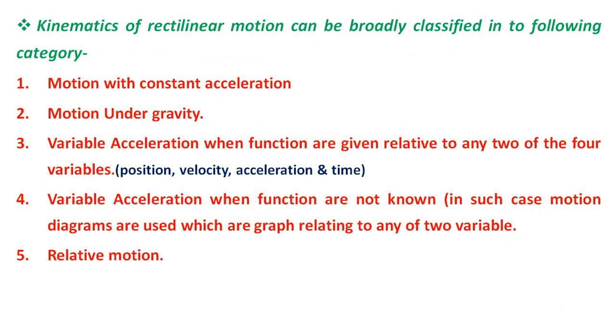So kinematics of rectilinear motion can be broadly classified into the following categories. First one, motion with constant acceleration. Second, motion under gravity. The difference between the motion with a constant acceleration and motion under gravity is that the first relates to motion along the x direction, and motion under gravity is related to motion in the y direction. So x direction means along the horizontal path, and the vertical motion comes under the motion under gravity.